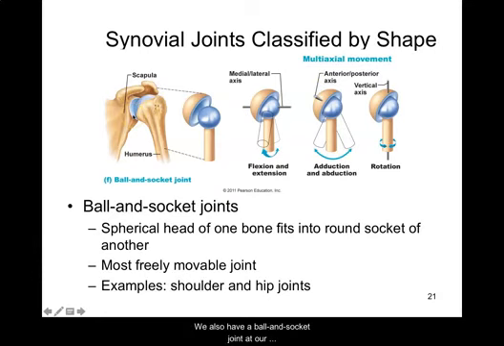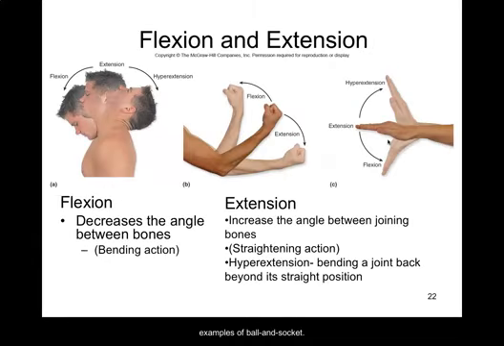We also have a ball and socket joint at our hip. The rounded head of the femur fits into this deep socket in your pelvic girdle, your coxal bone. That socket there is called the acetabulum. So we get this nice deep socket that fits at the hip. Multi-axial movement allows for back and forth movement, side to side movement, and rotation, twisting movement at these multi-axial ball and socket joints. So shoulder and hip are your examples of ball and socket.